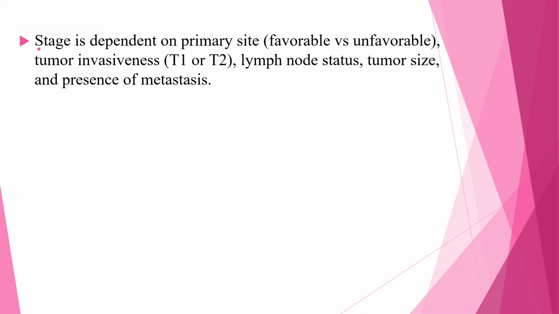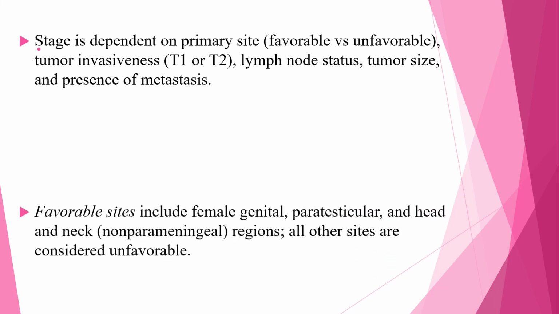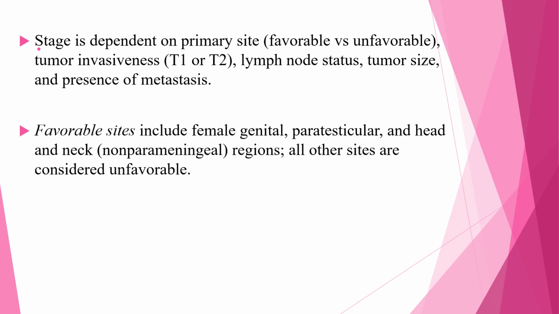Stages depend on primary sites, favorable versus unfavorable, the tumor invasiveness, T1 or T2, lymph node status, tumor size, and the presence of metastasis. Favorable sites include female genitalia, paratesticular, and head and neck non-parameningeal regions, and all other sites are considered unfavorable.